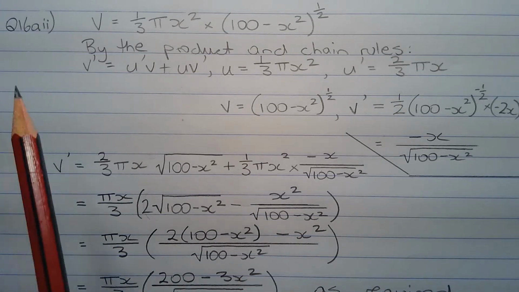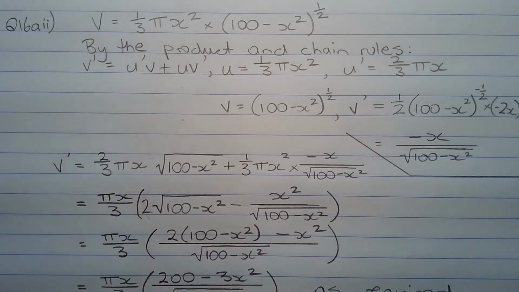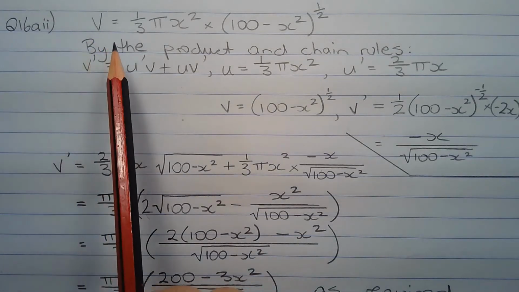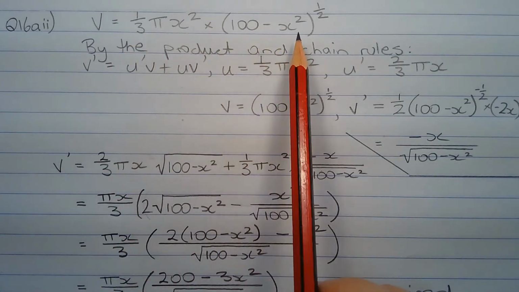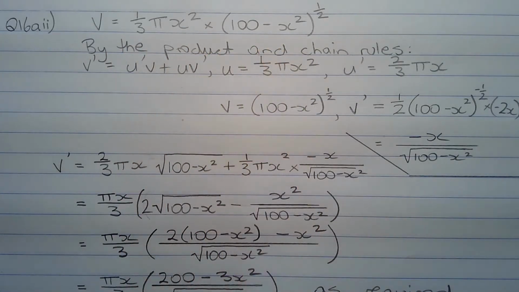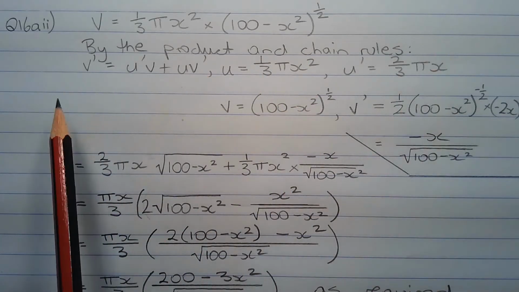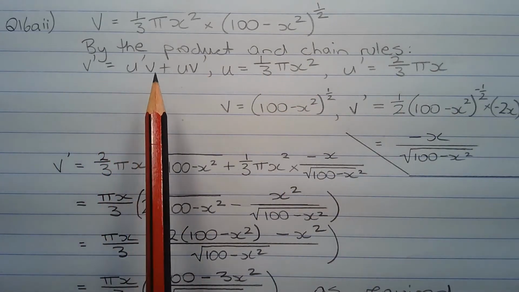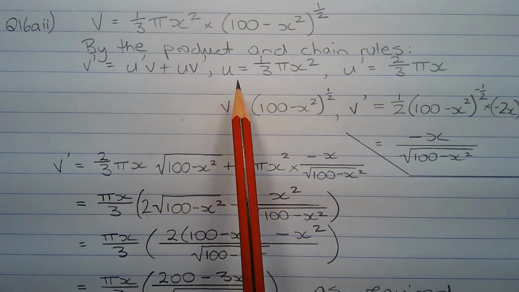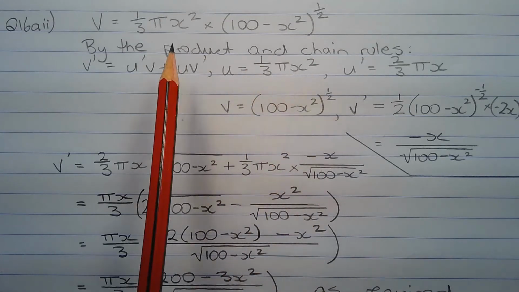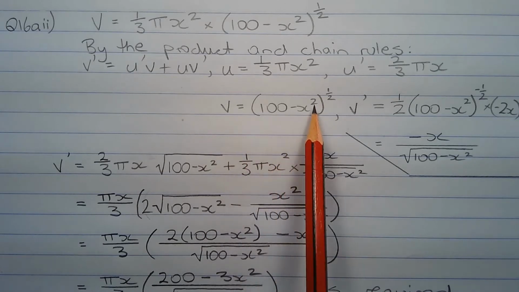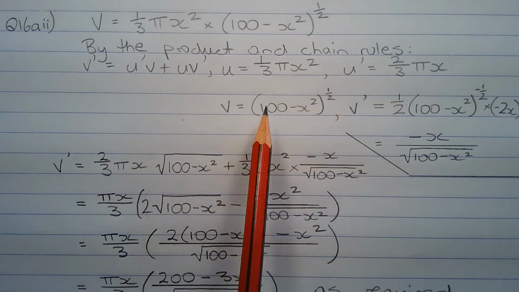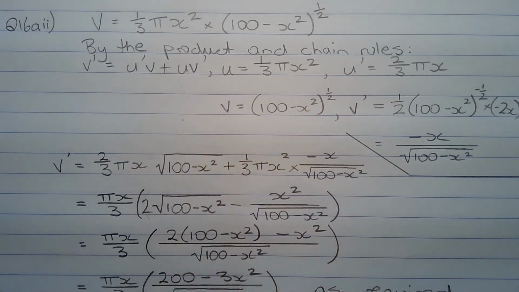The first step is to express V using index notation rather than surd form. So V is equal to 1 over 3 times pi x squared times 100 minus x squared to the power of half. Now by the product and chain rules, we have V dash is equal to u dash v plus u v dash, where u is equal to 1 over 3 times pi x squared, so that's this term here, and v is equal to 100 minus x squared to the power of half. And it's differentiating v that requires the chain rule.